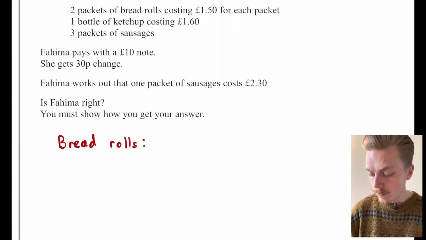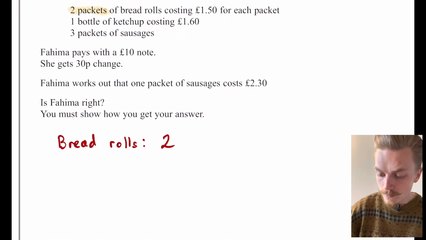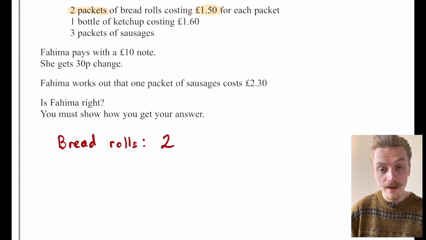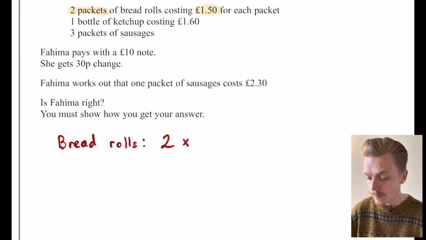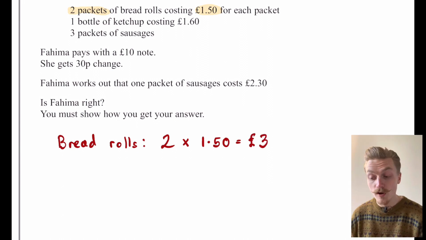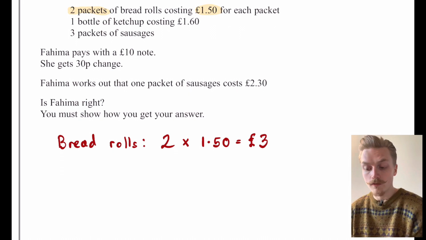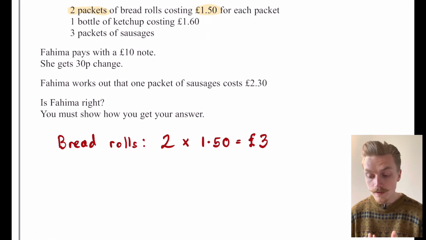So we've got bread rolls, we've got 2 packets, so that's coming from here, 2 packets, and it's £1.50 each. So my calculation I'm going to do to work out the total cost of bread rolls is 2 times £1.50. And 2 times £1.50, if I double that, that's going to get me £3. So that's how much the bread rolls cost altogether. So I've not even looked at the rest of the information yet. I've just looked at that first line and I've worked something out with it. And it's a good way to start.